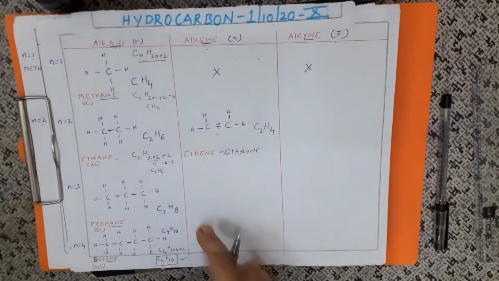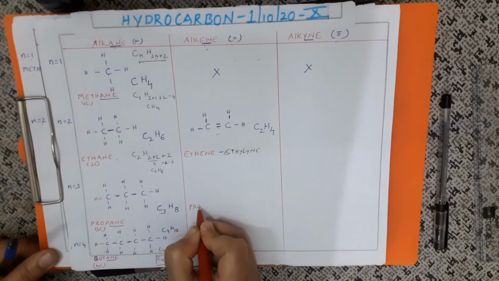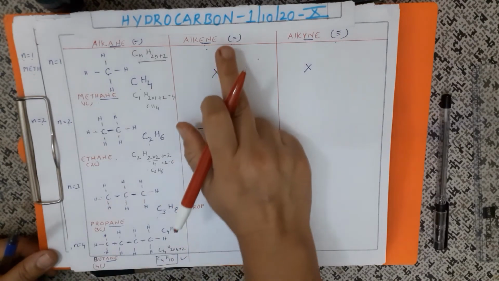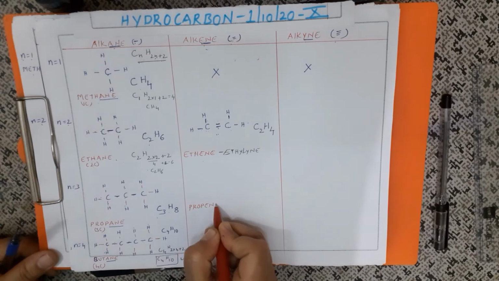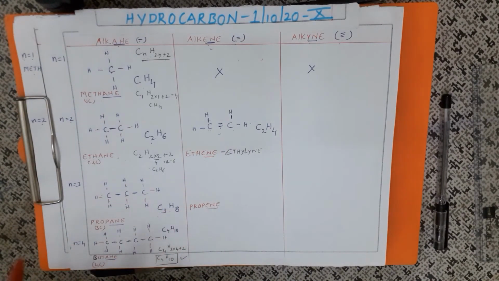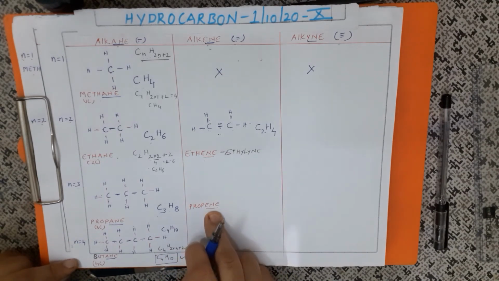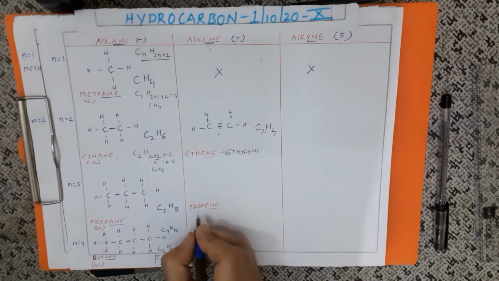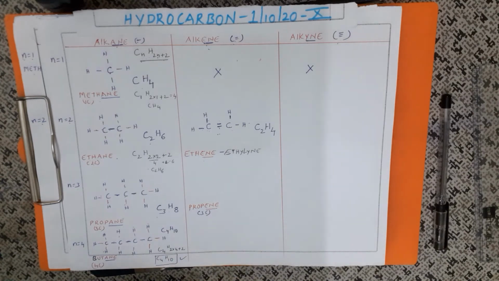The root word, as I told you, remains the same. Now what is the root word? Root word is prop. Now since it's a double bond, it will end with what? Ene. Propene. The root word is prop and my suffix is ene. So the full name is propene. And how many carbon compound is it? It's a 3-carbon compound. So now let us draw the structure.